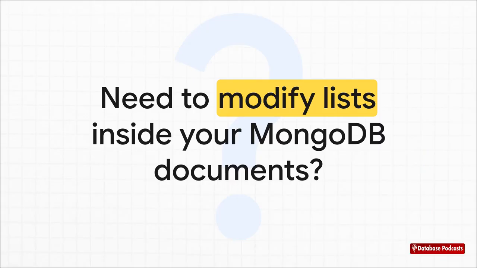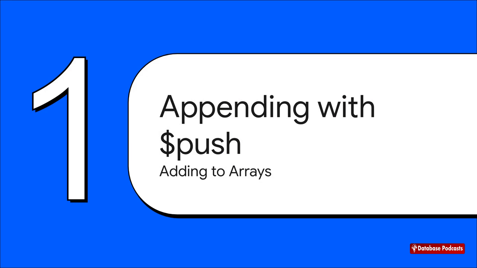So you're using MongoDB, and maybe you've come from a more traditional relational database background, and you might be wondering, how do I handle lists? How do you add or remove items from an array inside a document without having to rewrite the whole thing? Well, let's find out. All right, first up, let's talk about the most fundamental operation, just adding new stuff to an array. For that, we'll use the $push operator.